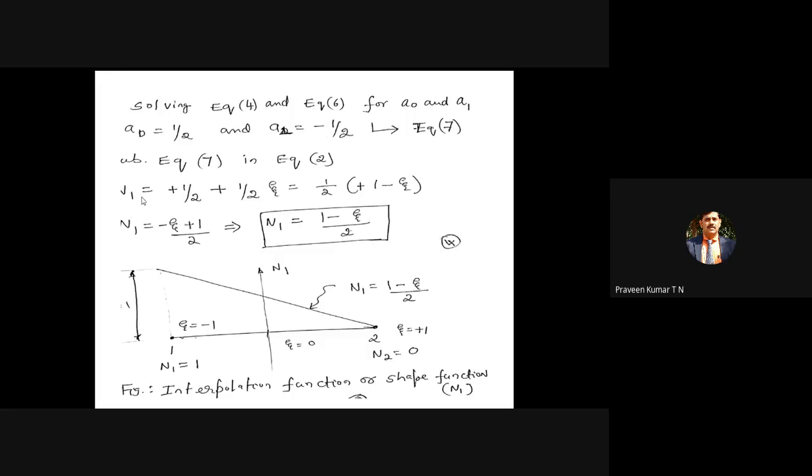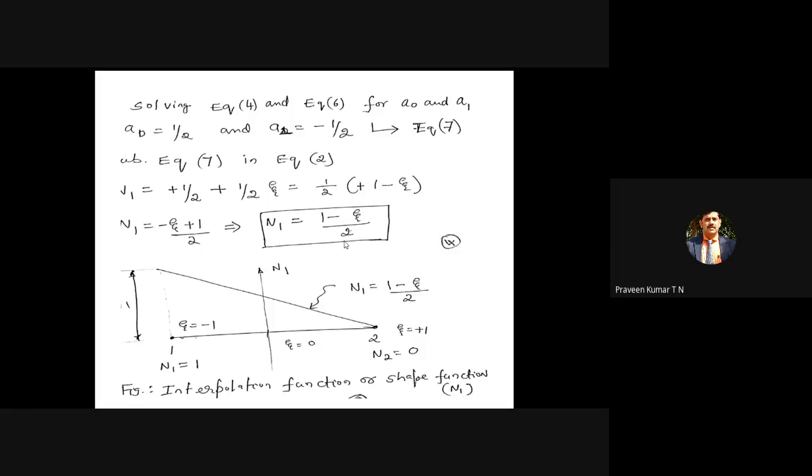Once you substitute, you get N1 is equal to A0 is 1 by 2 plus 1 by 2 xi. I think this is a small mistake here. So N1 is equal to, finally, 1 by 2. A naught is, this is minus xi. So finally we are getting 1 by 2 into 1 minus xi, because A naught is xi. So finally we are getting the value of N1. So N1 is equal to minus xi plus 1 by 2, or N1 is equal to 1 minus xi by 2.